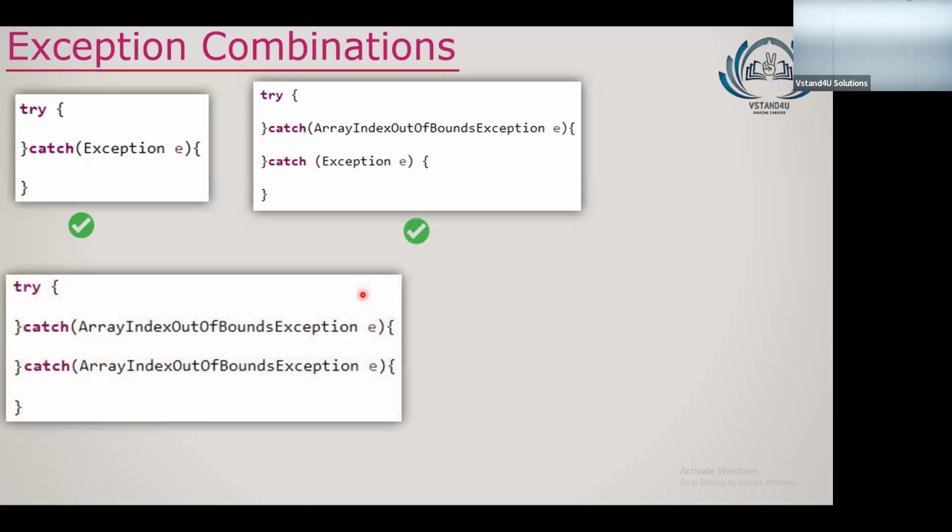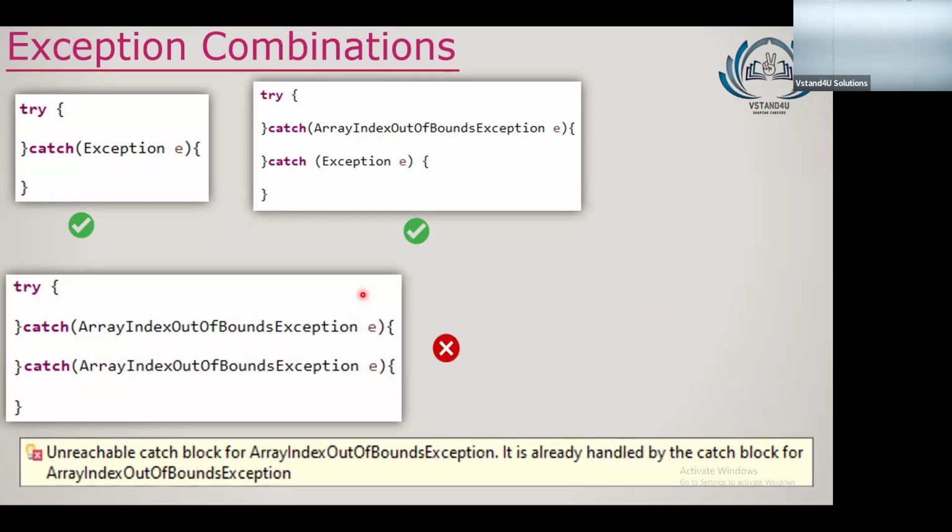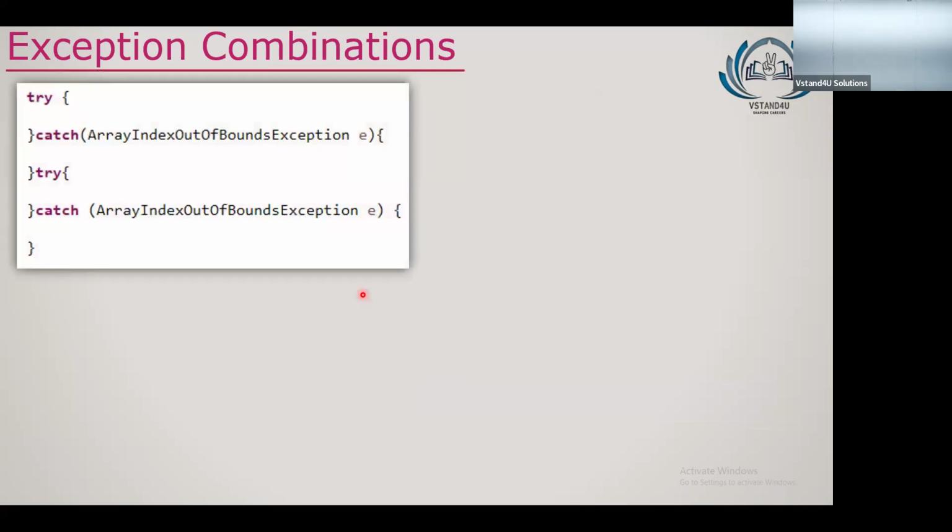Pay attention to the next scenario. One try with multiple catch blocks. Both the catch blocks have array index out of bounds exception, which is absolutely not allowed. Duplicate catch blocks are there, not allowed. Last catch block will never execute. Now, pay attention, unreachable catch block for array index out of bounds exception. It is already being handled by array index out of bounds exception. Very much easy to understand. Now, next.